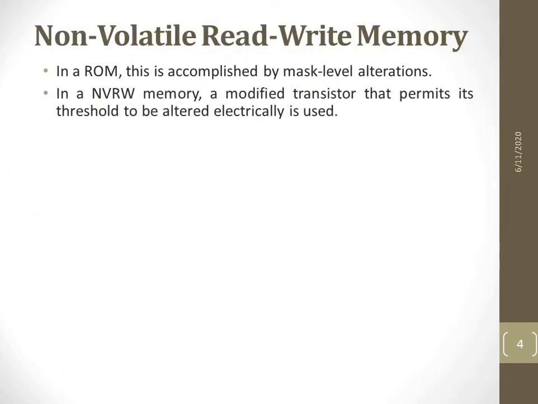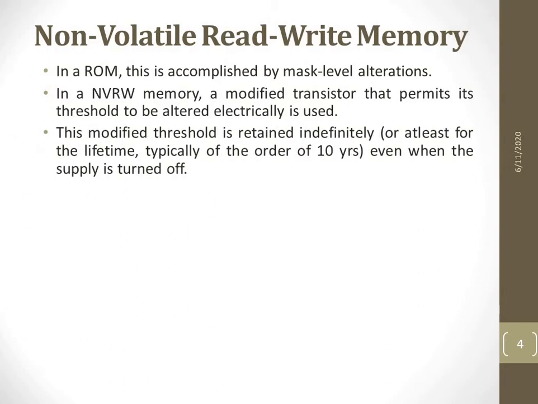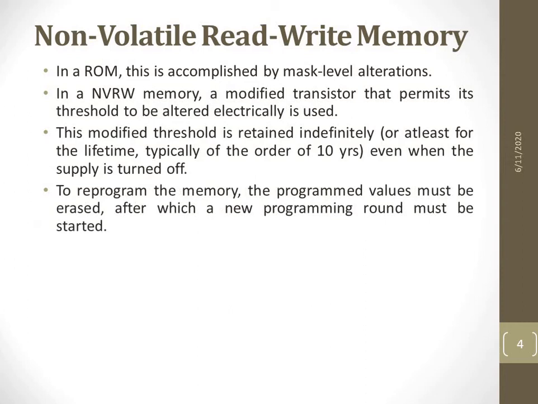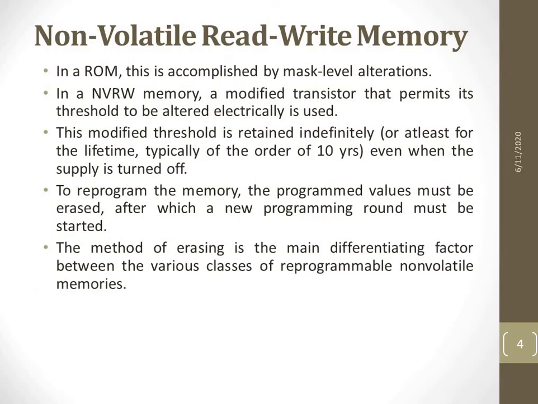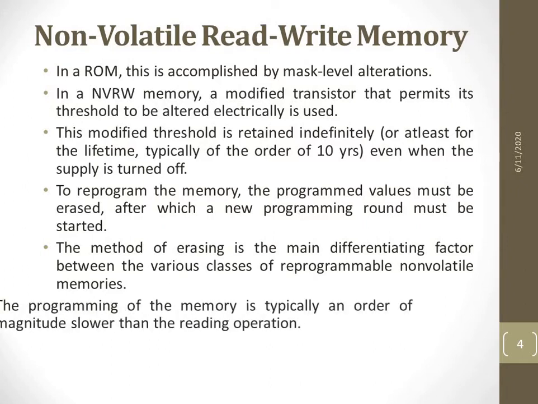In a ROM, this is accomplished by mask level alterations. In a non-volatile read-write memory, a modified transistor that permits its threshold to be altered electrically is used. This modified threshold is retained indefinitely even when the supply is turned off. To reprogram the memory, the programmed values must be erased, after which a new programming round must be started. The method of erasing is the main differentiating factor between various classes of reprogrammable non-volatile memories.